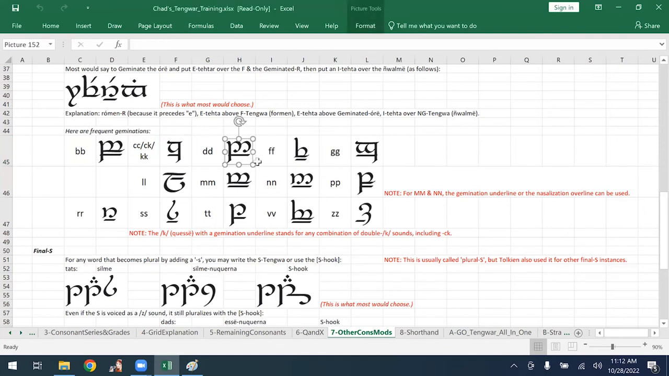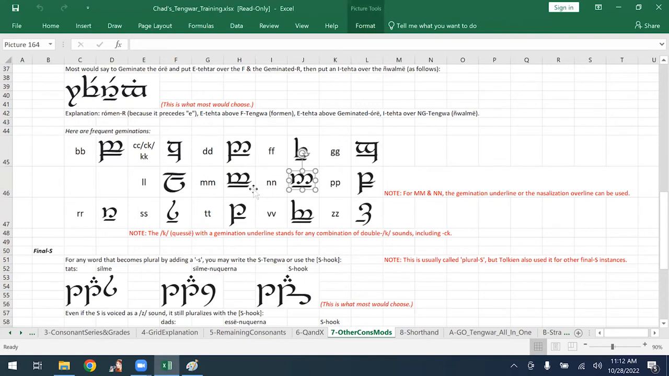Double D, which everybody knows how that goes. Double F, double G, so on and so forth. Double L, though, the lambe, you actually put the line inside. Now, you notice how that's not actually touching. We usually make it touch, but double M, double N.